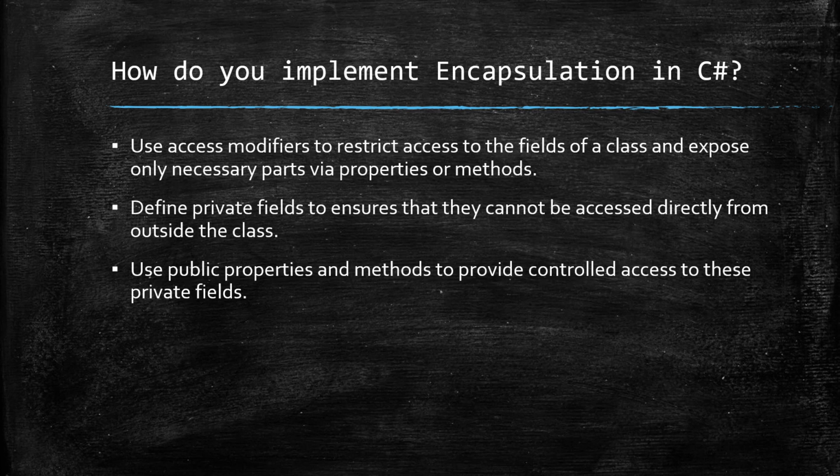How do you implement encapsulation in C#? Use access modifiers to restrict access to the fields of a class and expose only necessary parts via properties or methods. Define private fields to ensure that they cannot be accessed directly from outside the class. Use public properties and methods to provide controlled access to these private fields.